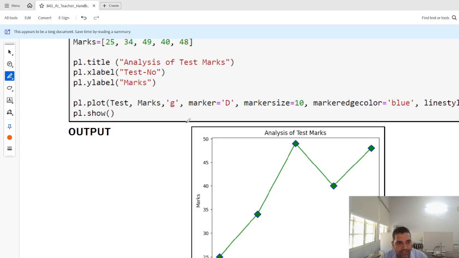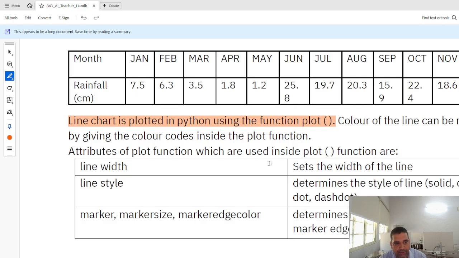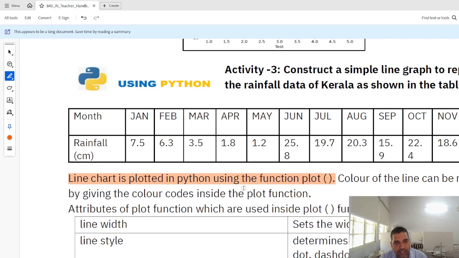Down in this you can see, here we use the marker. The marker is a diamond, so you get the diamond here. Okay, so the test marks we have used here. In the plot function, if you go back, let me show you, the line style we are using, and the color also we are using, a color code.